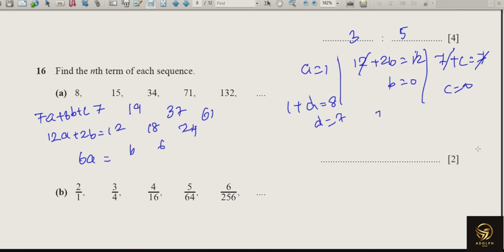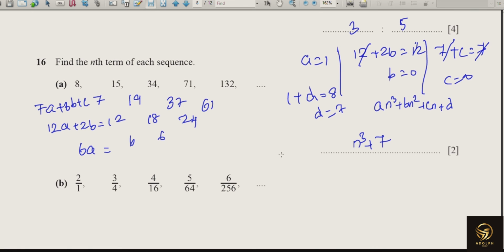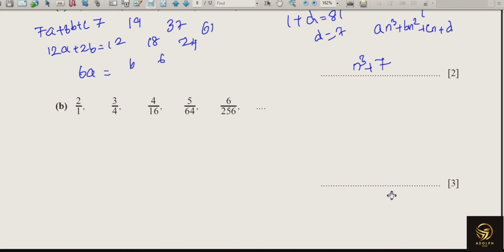So what is the nth term? a n cube plus b n square plus c n plus d. It is n cube plus 7. That's what the nth term of the sequence is. Maybe you might think that it is not worth 2 marks, they should give more marks. If you have realized that these are cubes 1, 8, 27, 64, 125, and everything is 7 extra, so n cube plus 7, maybe I think you can justify the mark.